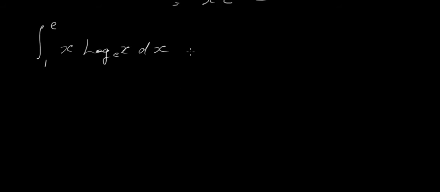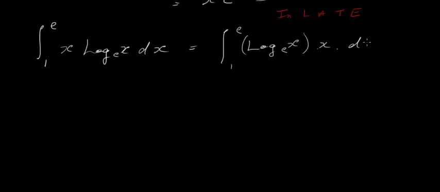Now the first thing we've got to do here is make sure they're in the correct order. So remember, logs, we're looking at LATE, the inverses, logs, algebra, trig and exponentials. So we need logs to be before algebra. We have algebra before logs here, so I just need to switch those around. So this is the integral from 1 to e of log x to the base e, and that's all times x dx. So that's the order I want them in. Okay, so let's start then.